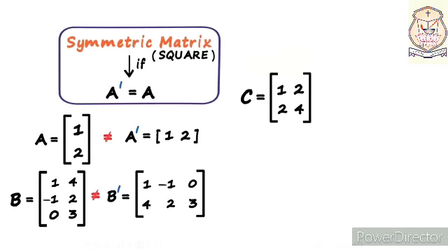Take matrix C for instance. 2 rows and 2 columns. This is a square matrix because its number of rows is equal to its number of columns. Is this a symmetric matrix?